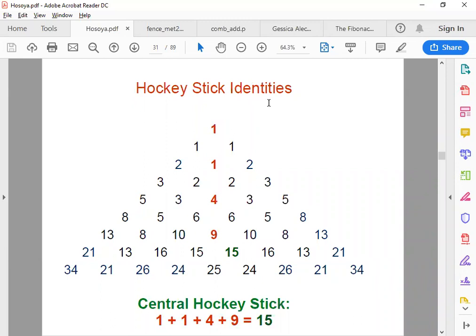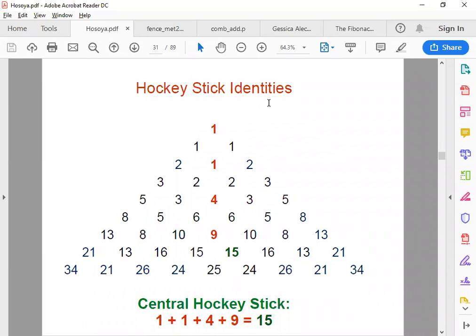In Pascal's triangle, there's a nice identity called the hockey stick identity. When you add along a column, you get another binomial. Adding these binomial coefficients, you get another binomial coefficient. The same thing happens in the Hosoya triangle. You add 1 plus 1 plus 4 plus 9, we get 15, right?